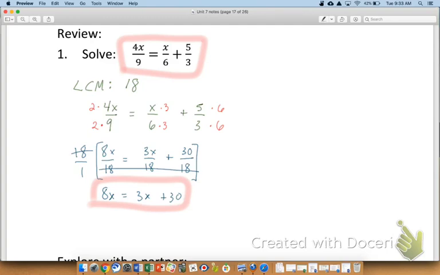Okay, so I'm thinking that for you guys, solving this would be pretty easy. What would you propose? What would be my first step to finish this out? Subtract 3x from both sides. I agree. That gives me 5x equals 30. Dividing both sides by 5, I get a final answer of? Done. So once you get to this stage, I'm sure for all of you, it's going to be a pretty quick finish.